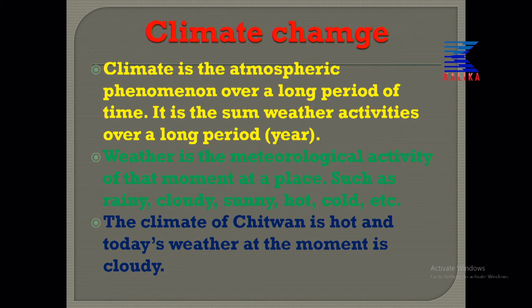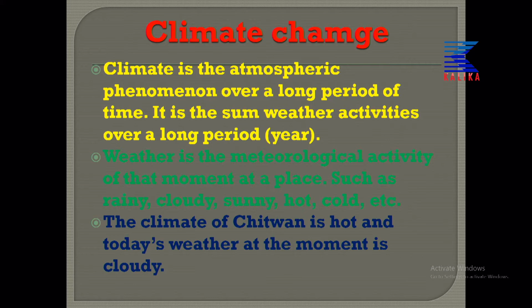Let me talk about what is the climate of Chitwan, for example? Obviously the answer is the climate of Chitwan is hot. So what about the weather? Weather can be cold, weather can be cloudy, weather can be sunny. For example, the weather at the moment is cloudy. It's cloudy outside, or it's sunny if it is sunny. So what is happening, the weather condition at the moment, the meteorological condition, that's the weather.